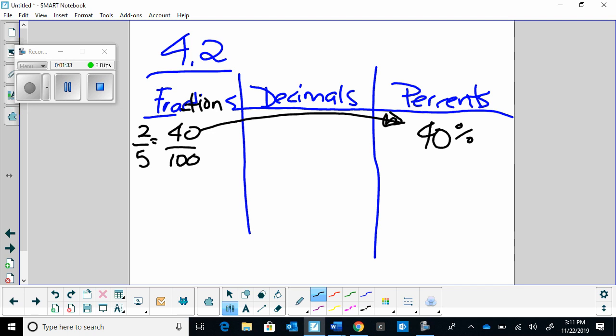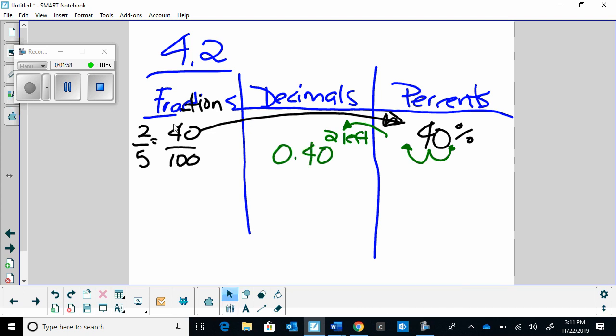Then if we're moving backwards and trying to go from percent to decimals, we start with our decimal point at the end. For decimals, we need to move it 1, 2 times to the left. So we bump that decimal over 2 times to the left when we're going from percents to decimals. When I move that, my decimal becomes 0.40. So that's for fractions to decimals and percents.